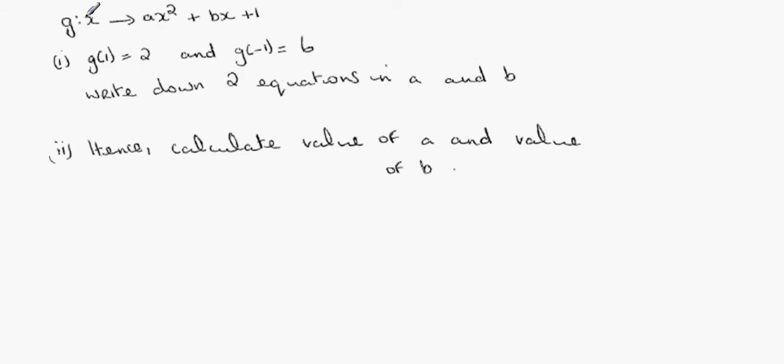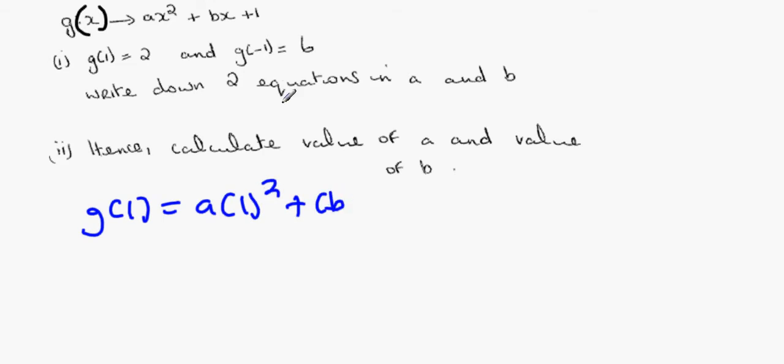g of x is ax squared plus bx plus 1. If g of 1 equals 2 and g of minus 1 equals 6, write down two equations in a and b. That means write down two equations in terms of a and b. So g of 1 means replace all x's with 1's. a times 1 squared plus b times 1 plus 1 equals 2.